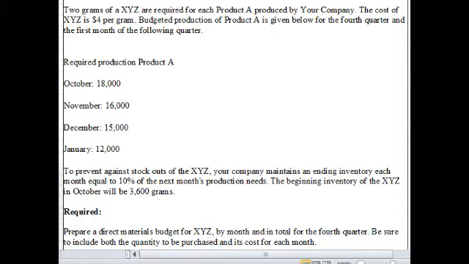And we need to make a note of this. It also tells you that this company has a beginning inventory of XYZ in October. The 3,600 grams were already existing in its inventory. And the requirement is that you're supposed to create a direct material budget for XYZ. So let's take a look at my sample production schedule, a budget.